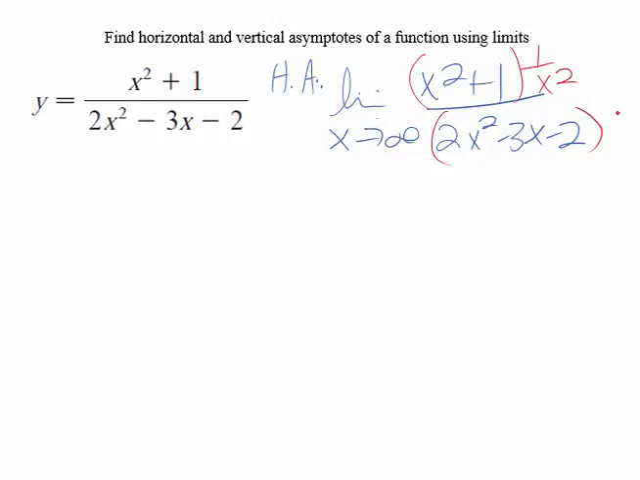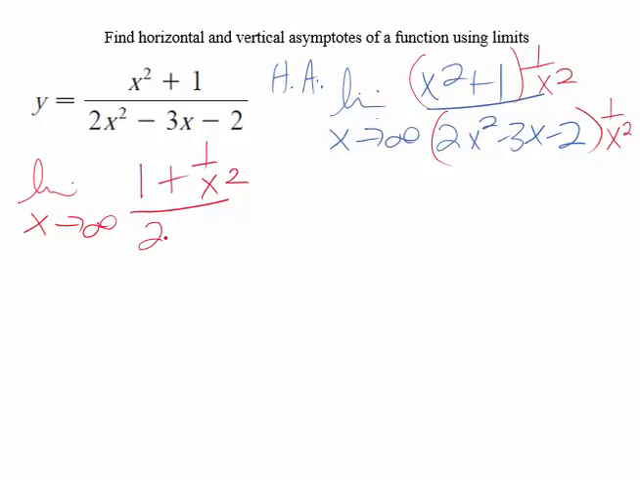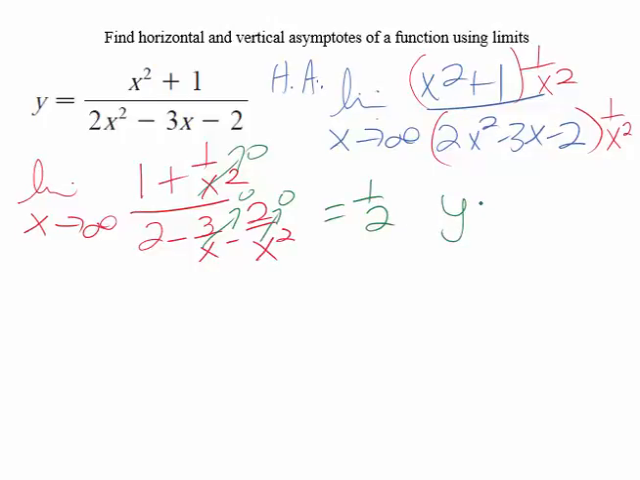multiply numerator and denominator by 1 over x to the highest power that was in the denominator. So that will leave us the limit as x goes to infinity of 1 plus 1 over x squared over 2 minus 3 over x minus 2 over x squared. And now we go ahead and let x go to infinity, and these guys all go to 0, and it looks like we have a horizontal asymptote at 1/2. So y equals 1/2 is the equation of the horizontal asymptote for this graph.